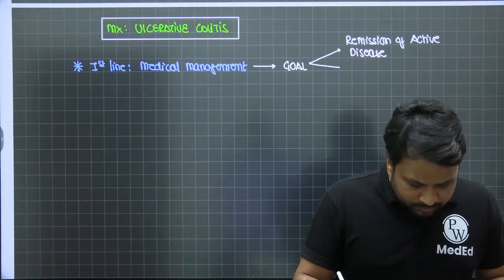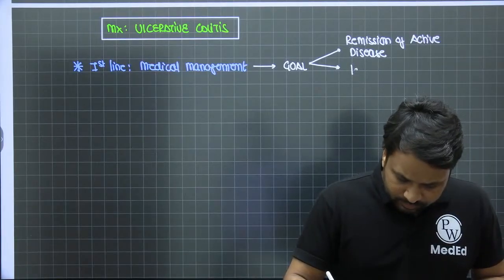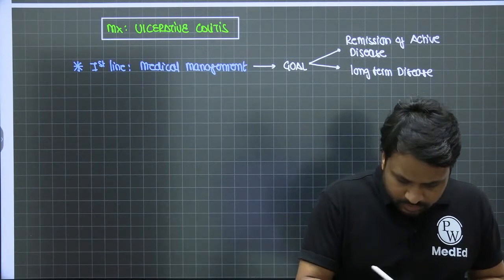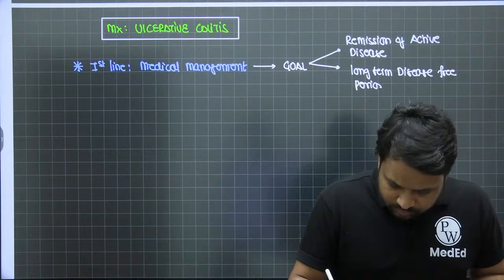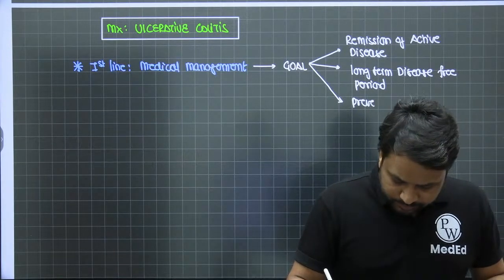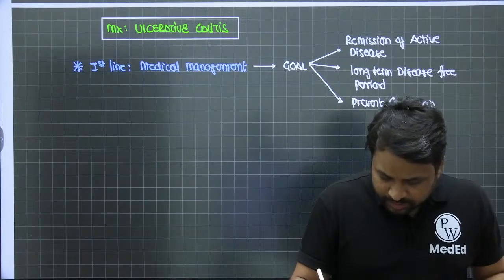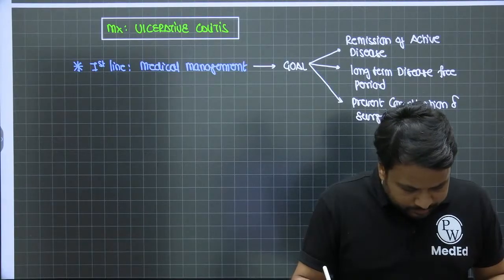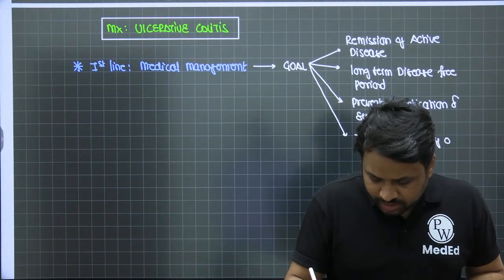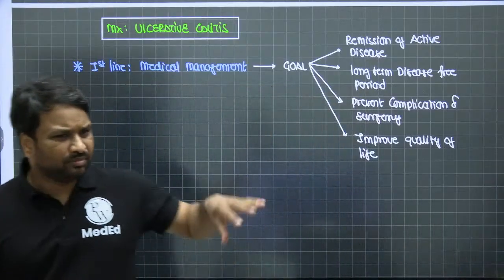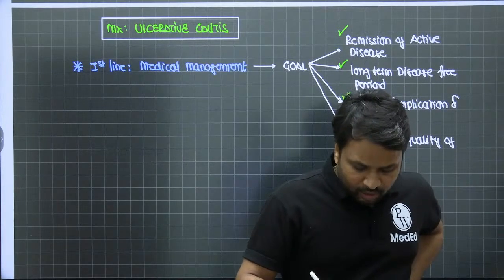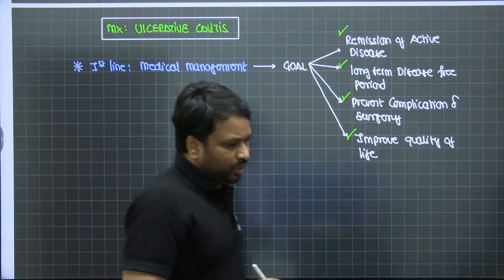Along with that, a long-term disease-free period. Prevent complications and surgery. And the last one is to improve the quality of life. These are the four important goals that we have: remission of the disease, a long-term disease-free period, prevention of any complication and possible surgery, and lastly, improving the quality of life, right?